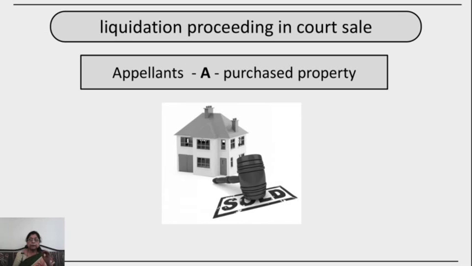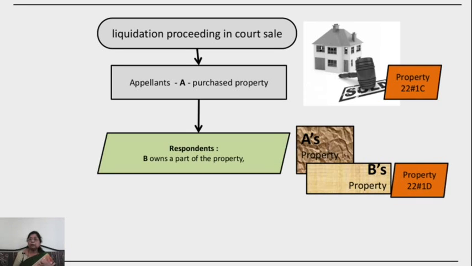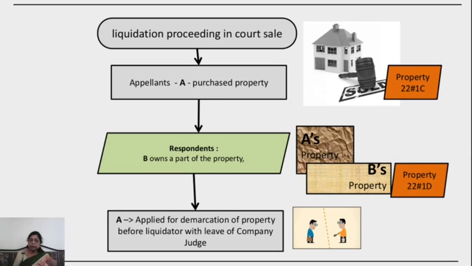So in this case, there is a liquidation proceeding, in a court sale in which the appellants, A, purchase a property in a liquidation sale. That is the property 22(1)(c) which they have purchased. When they purchase the property, it is found that in that same property there is one more part, 22(1)(d), which was owned by the respondents. Let us name them as B. So they owned this property which they have purchased long back from the same estate agents who were liquidated, as we said just now. A, as he has purchased the property, applies with the leave of the company judge before the liquidator for the demarcation of the property.